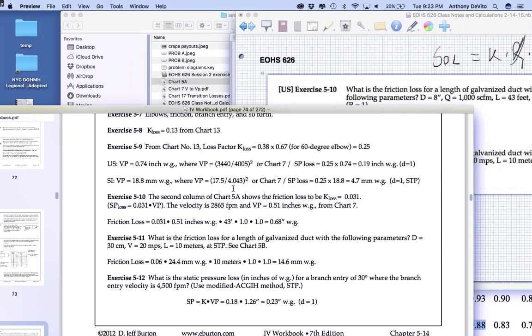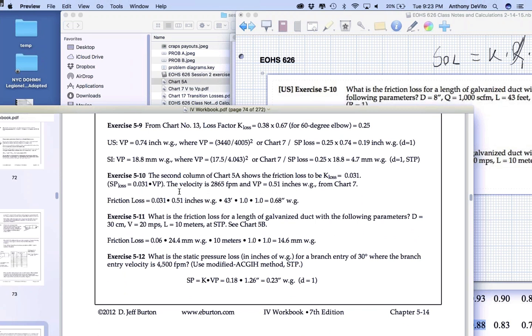Which one was this? Number 9? Number 10? Okay, so let's see. Velocity is 20. Velocity pressure is 0.1. Well, we didn't get exactly the same number because we didn't calculate it. We used the table, right? The K loss factor is 0.03. That's about what we got. So they got 0.43 times 1 times 1 times 0.15 inches. The K was 0.03 times 0.15. We used 0.48 or something like that, times 43. Ours is a little bit different, but we're in the ballpark. It's only different because they calculated it with pencil and paper. We used that chart as an abbreviation, but we could have calculated it.